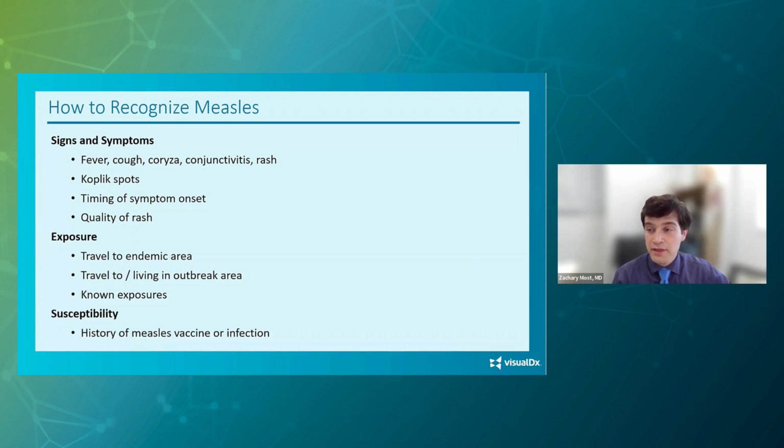And susceptibility, noting that the vast majority of people who are up to date with vaccination, as well as those who have had a history of measles, will have permanent lifelong immunity to measles and will be much less likely to have infection.